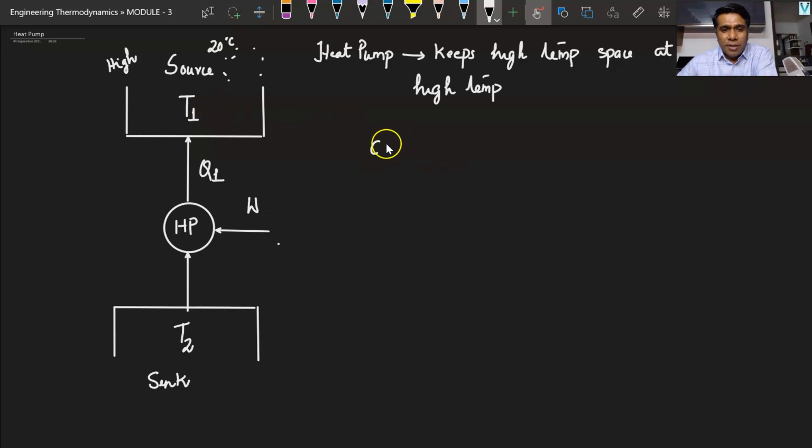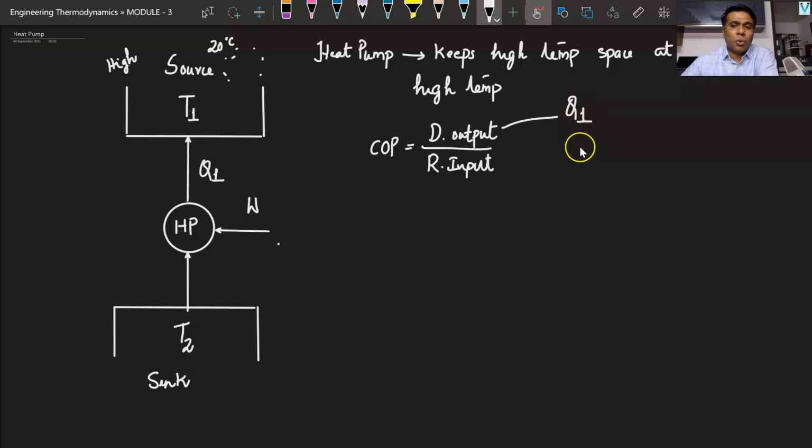Now, if I find the COP of a heat pump, the equation says desired output divided by the required input. What is the desired output of a heat pump? To supply Q1 to the high temperature area, that is the desired output. And what is the required input? You need to give work energy. Therefore, I will write COP is equal to desired output, Q1, over the required input, W.